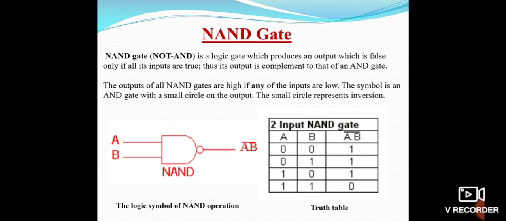So this is the truth table representation of NAND gate, and you can see you will get a low output only for one case, that is the last case, that is if both the inputs are high.